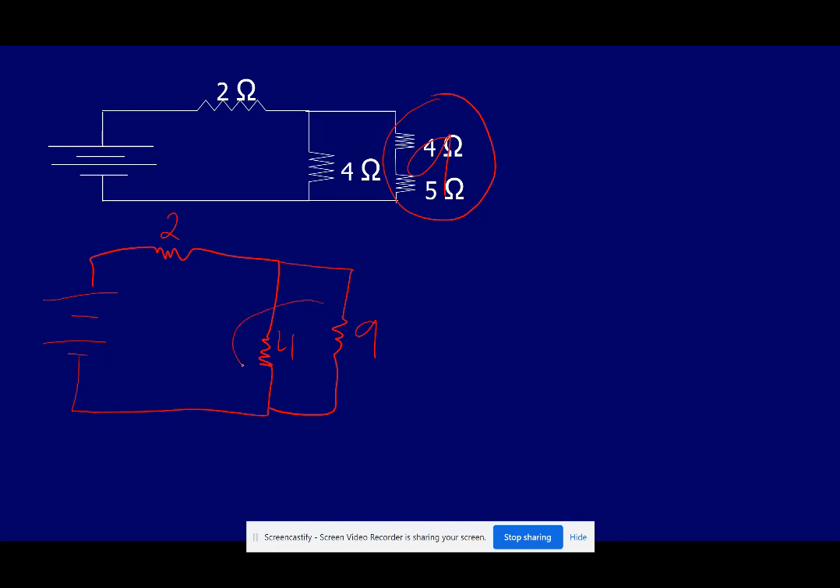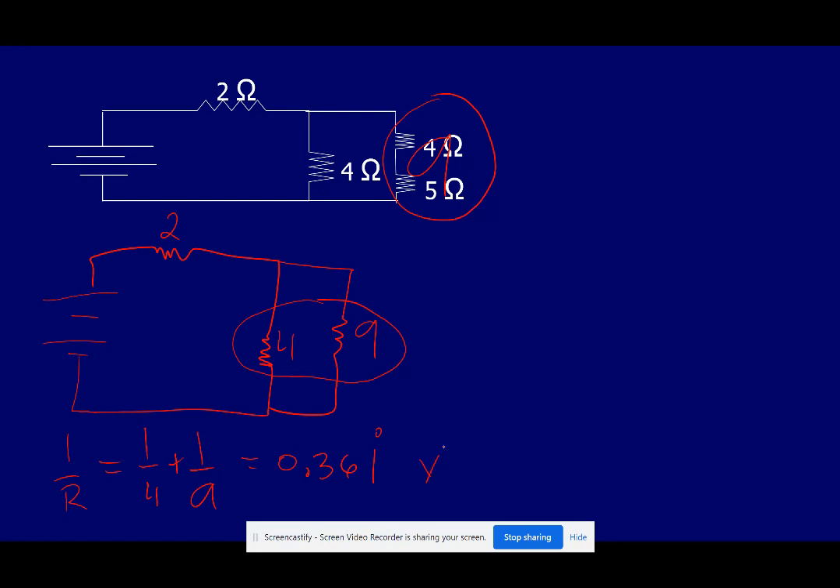I can see clearly that the 4 and 9 are in parallel with each other. So I'll show that work down here. I write 1 over R equals 1 over 4 plus 1 over 9. In my calculator that I'm picking up right now, I type in 1 divided by 4 plus 1 divided by 9. It gives me 0.361 repeat. That's not the answer. That's not what those two are in parallel.